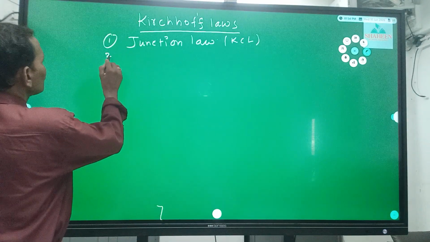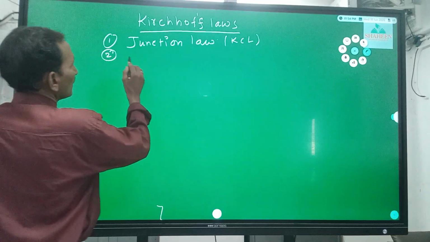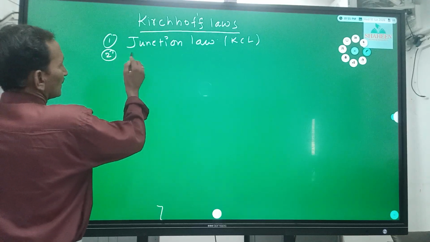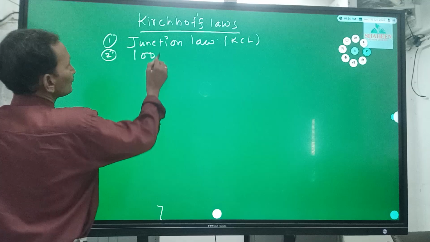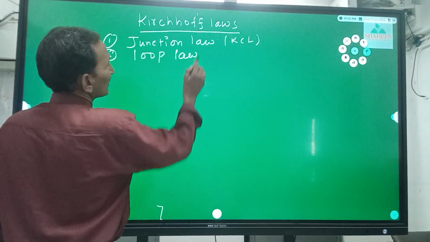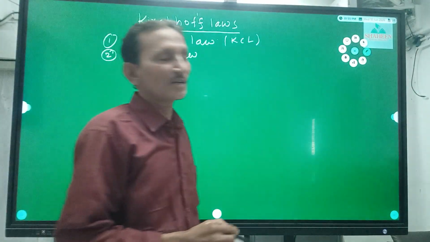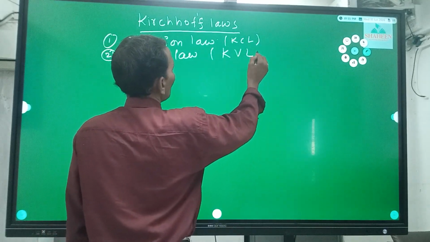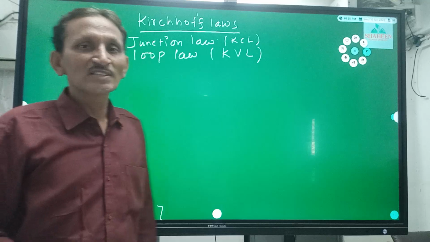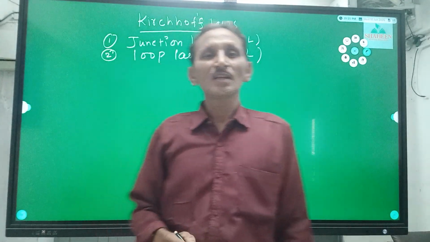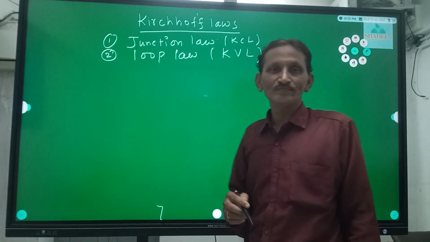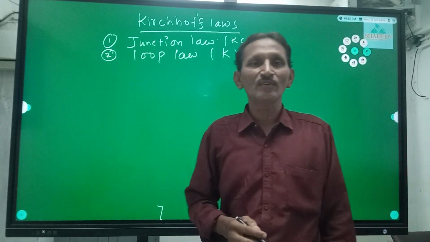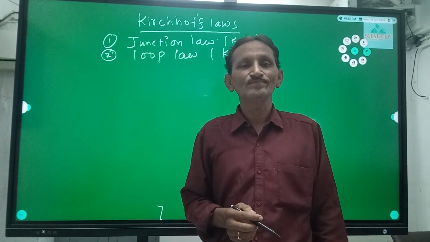The second one is called the loop law, also called Kirchhoff's voltage law. So, the junction law and Kirchhoff's voltage law. These two things we have to observe very carefully. The first one, the junction law.